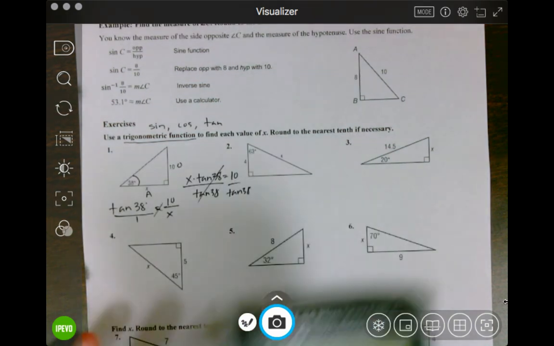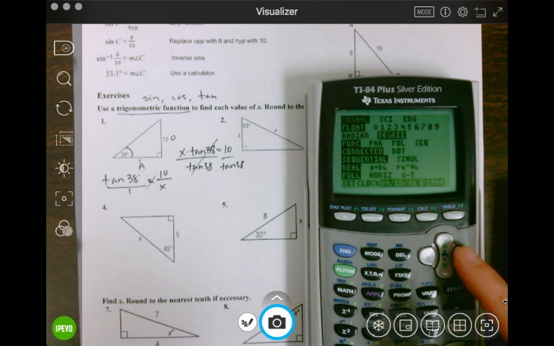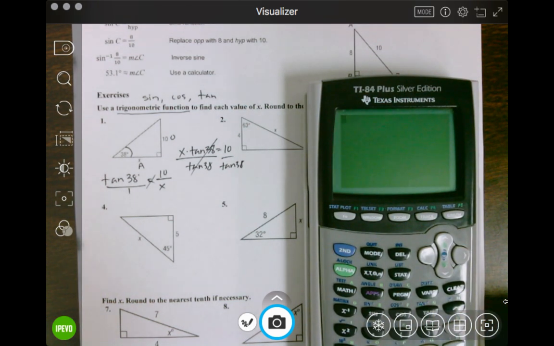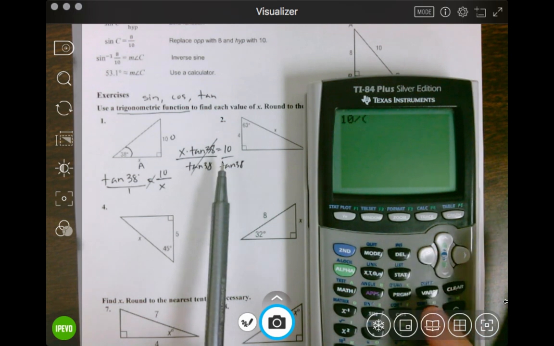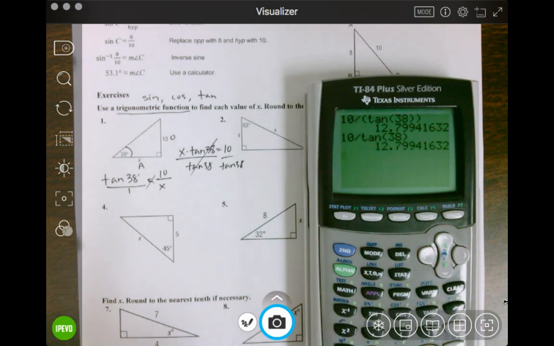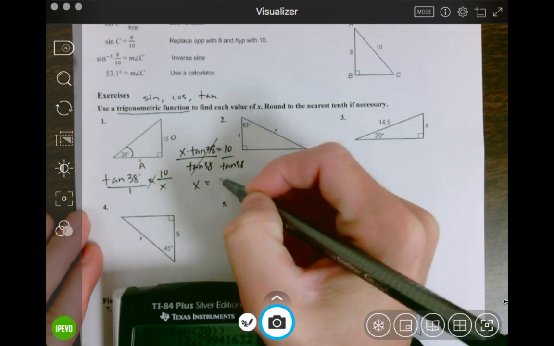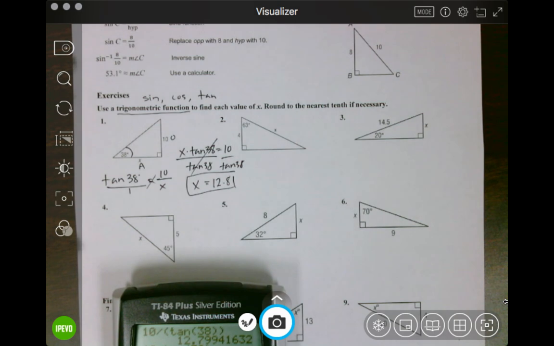I'll show you, hopefully you guys can see this. First of all, I need to make sure my calculator is in degrees, and it is, so make sure your calculator's in degrees, otherwise you won't have the right answers. And you're gonna take 10 divided by tangent of 38. I'll do both ways. I don't think I need parentheses. And then I should get the same thing if I take 10 divided by tangent of 38. Yep. And it says round to the nearest tenth if necessary, so x would give me 12.8. Make sure we round correctly.